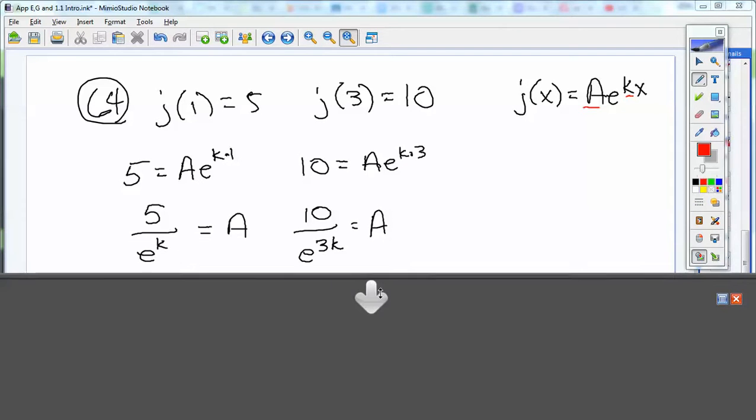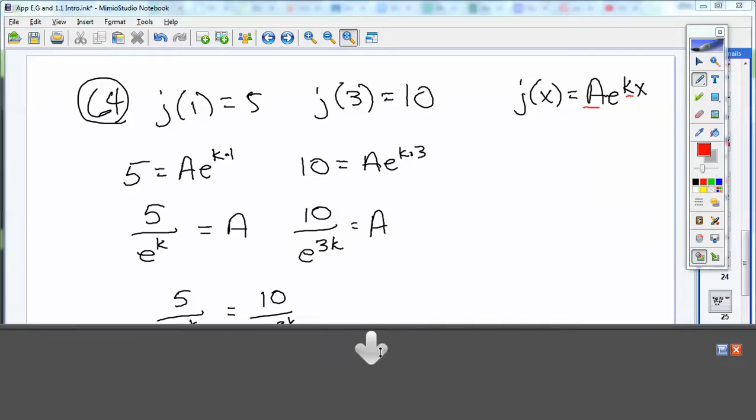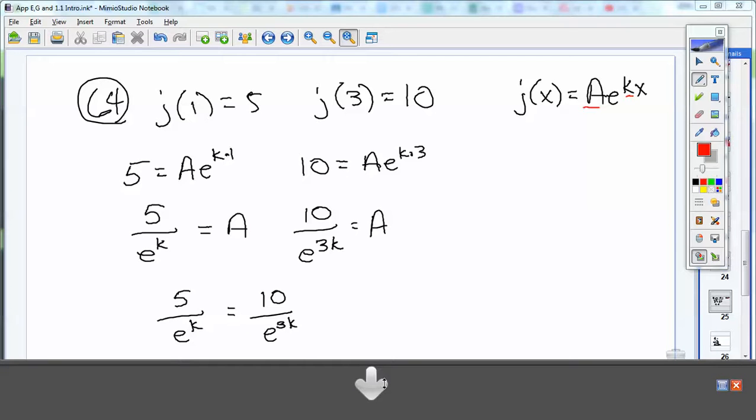So now, in this case, I went ahead and solved both of them. I divided by e to the k here, divided by e to the 3k, so they're both equal to a. So then I just did that. Okay? So now those two are equal to each other. So now I've got the a out of there, now I just have one variable.